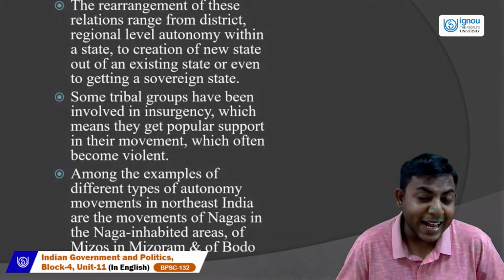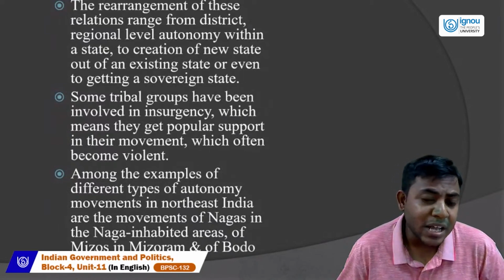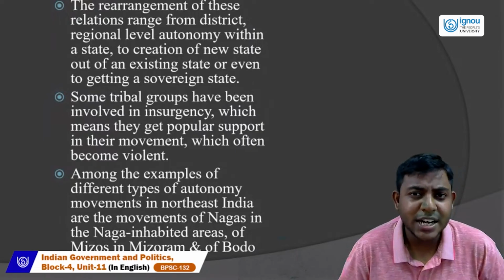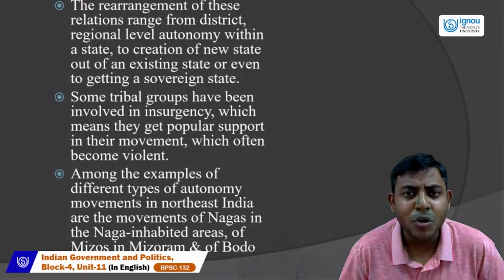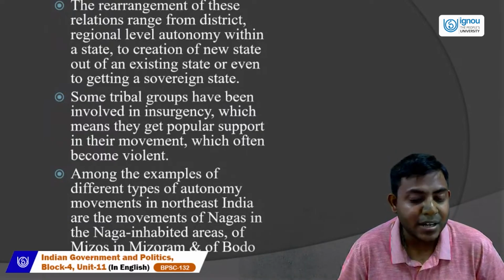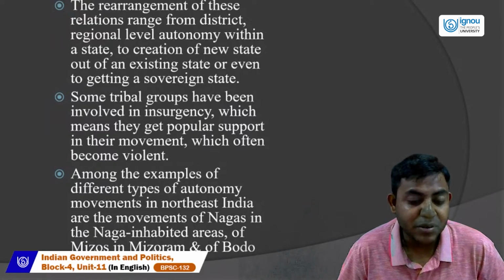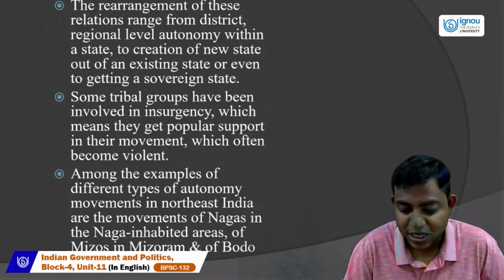So for example, Meghalaya was created out of Assam in 1972, and Assam was also bifurcated to create other states as well. For example, Mizoram, Manipur as well. Some tribal groups have been involved in insurgency, which means they get popular support in their movement, which often becomes violent. For example, in Nagaland. Among the examples of different types of autonomy movements in Northeast India are the movements of Nagas in the Naga inhabited areas of Nagaland, and of the Mizos in Mizoram, and of the Bodo tribes in Assam.